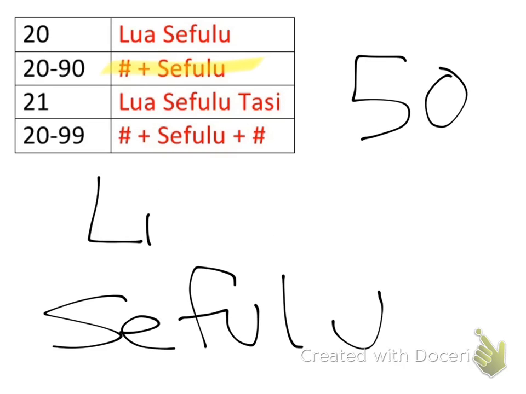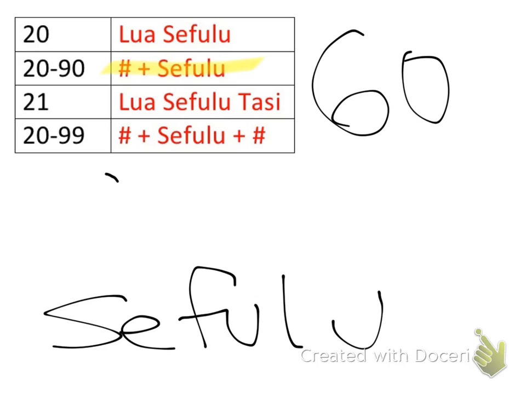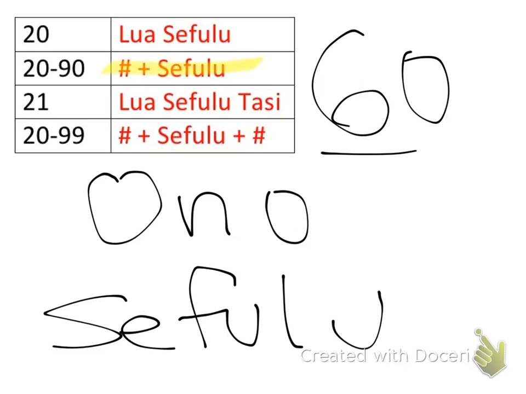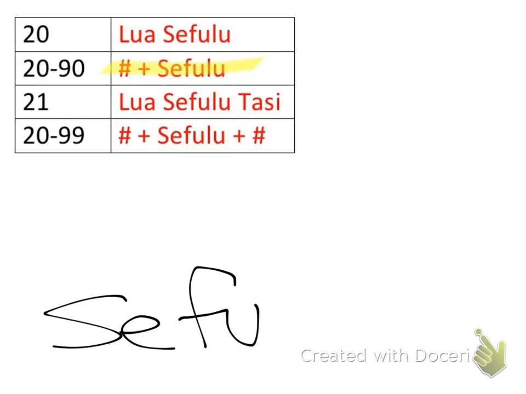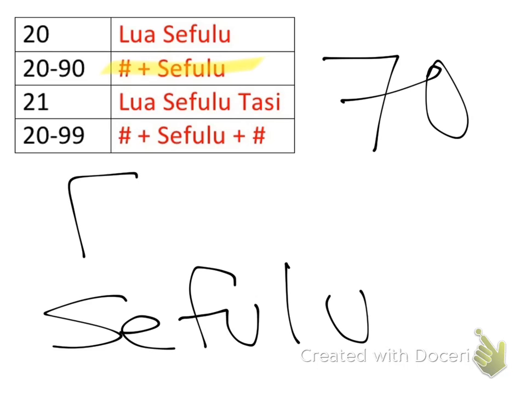Okay, moving on, let's do 60. 60 is ono sefulu. The reason why that is because in the tens place I have a 6, and then I have nothing in the singles unit. That's a 0, so I don't have to worry about that. We'll get to that in a little bit. Awesome, I'm going to leave that there. Let's do 70. 70 is fitu, if you remember. The number for 7 is fitu, and that is in the tens place, so I have to add a sefulu to it. Just remember the highlighted portion.